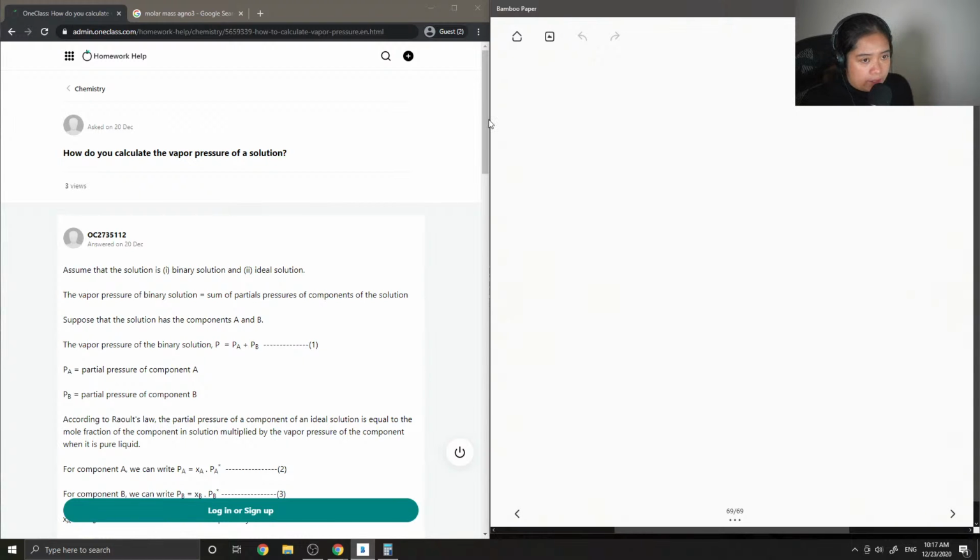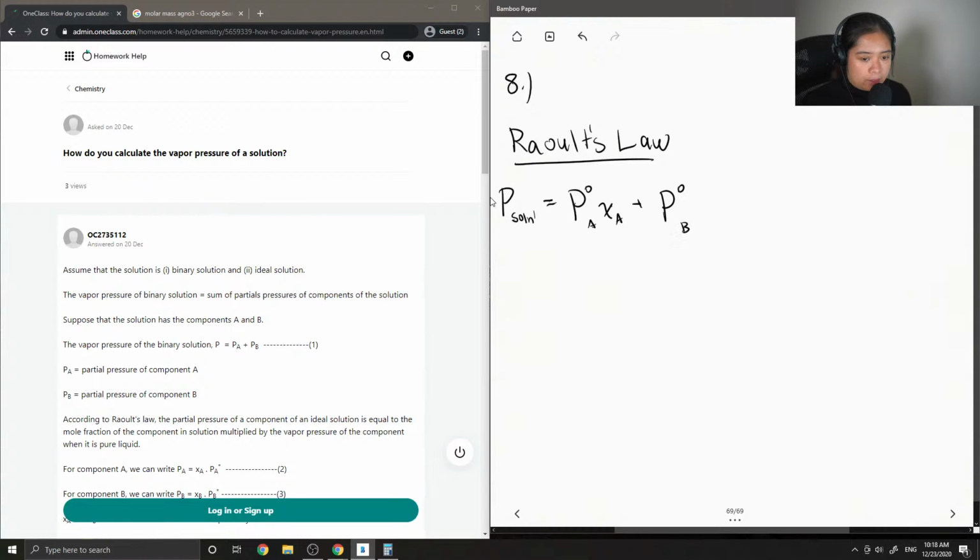Okay, so on to question number 8. How do you calculate the vapor pressure of a solution? So we can calculate the vapor pressure of a solution by using Raoult's law. So this can be shown using the expression: the pressure of the solution is equal to P naught A. Okay, so I'll define all these terms in a bit.